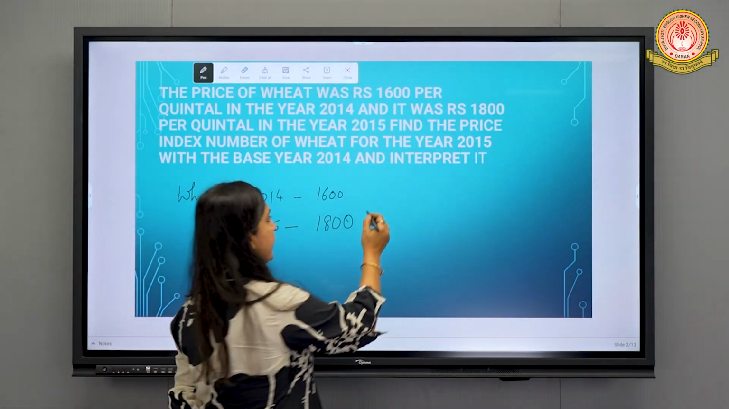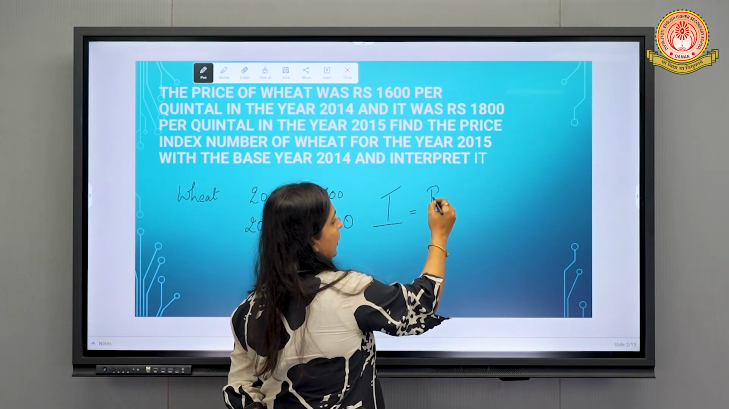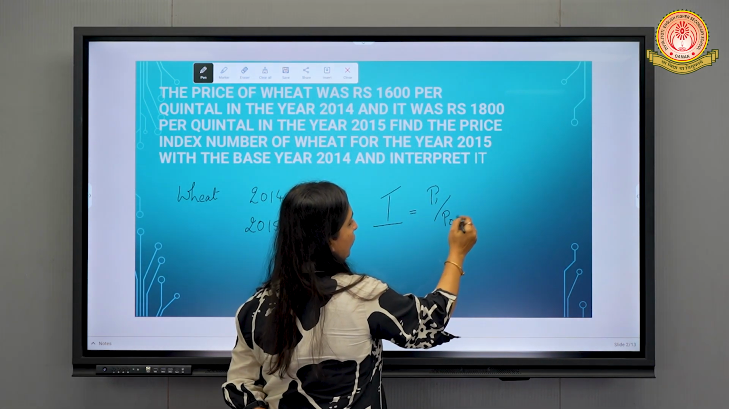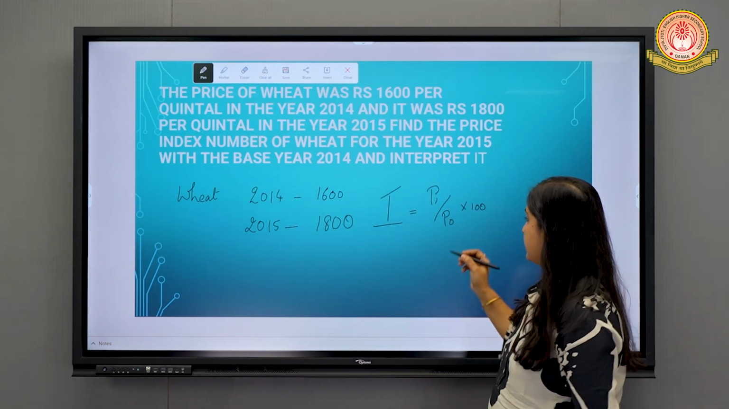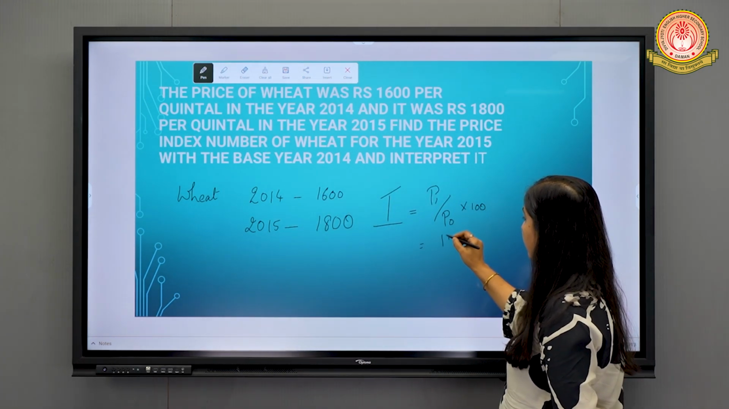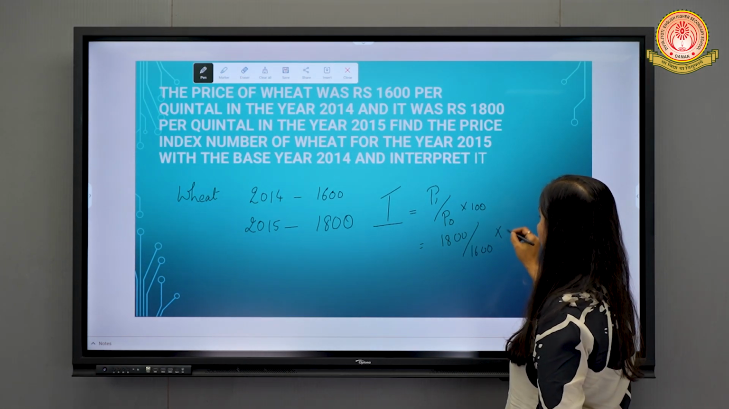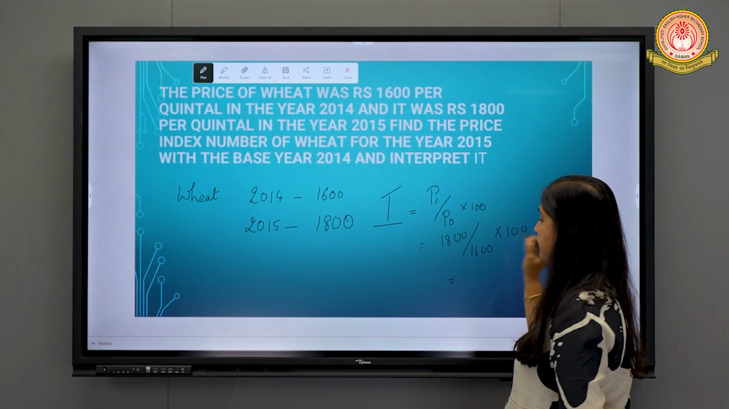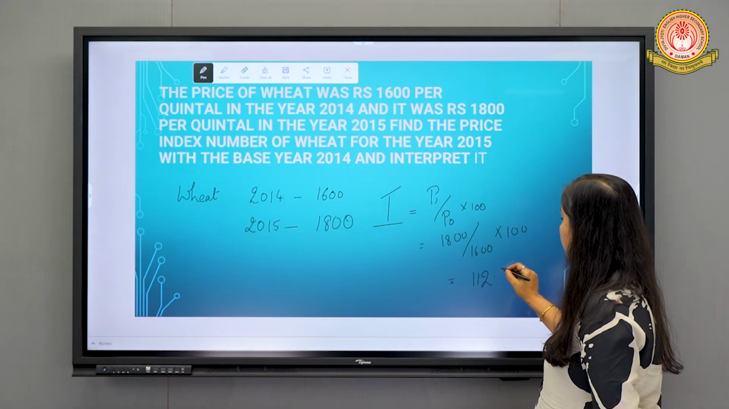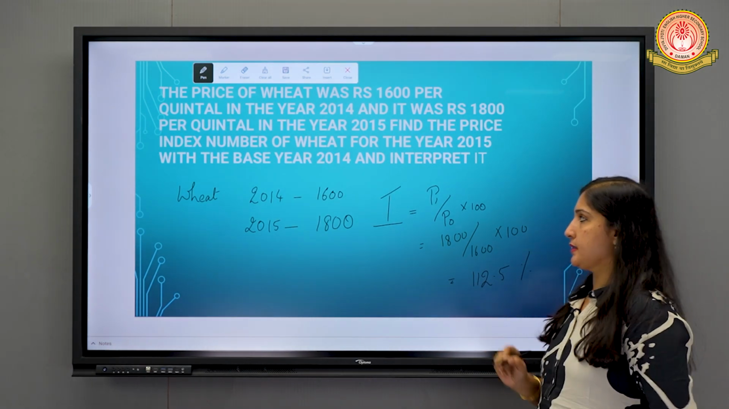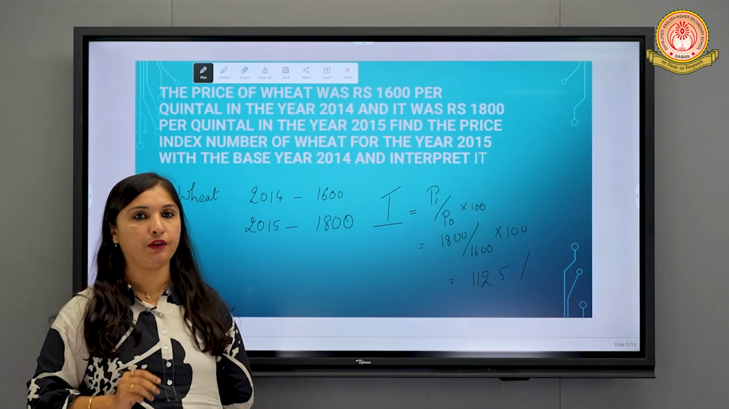What is the formula for index number? P1 upon P0 into 100. To calculate P1 by P0 into 100, we have to divide 1800 by 1600 into 100. What will be the answer? 112.5%. So we have found the price relative index number.